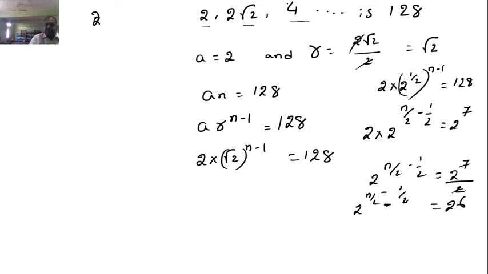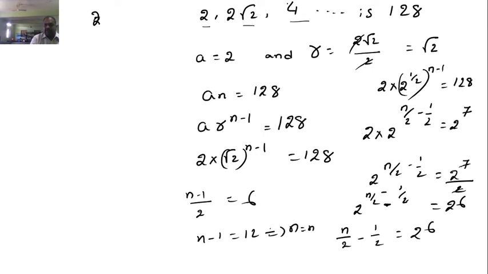As the bases are same, powers must be equal. n by 2 minus 1 by 2 is equal to 6. LCM is 2, so n minus 1 is equal to 12. n is equal to 12 plus 1, which is 13. So the 13th term is 128.